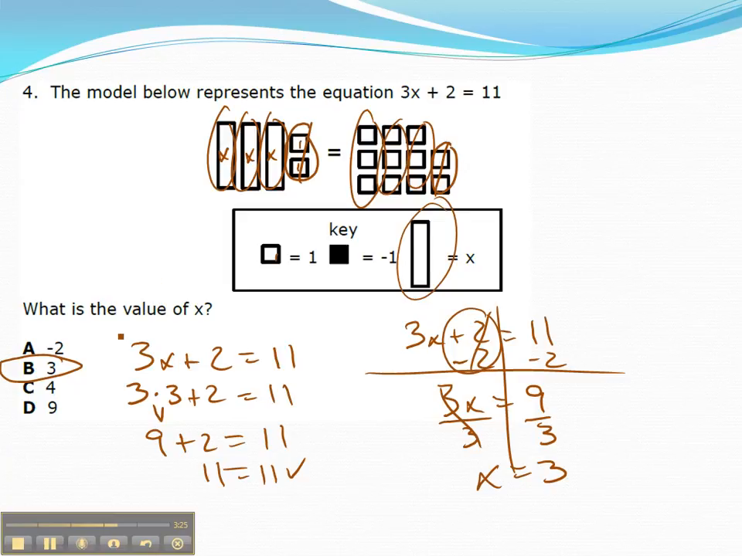Another way to solve these kind of problems, if you're not sure, you could take each of these answer choices, plug them into the original equation, and see which one works.